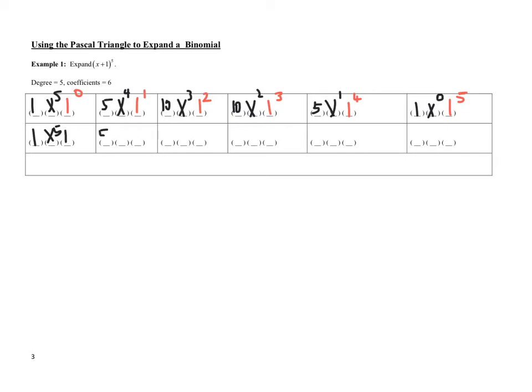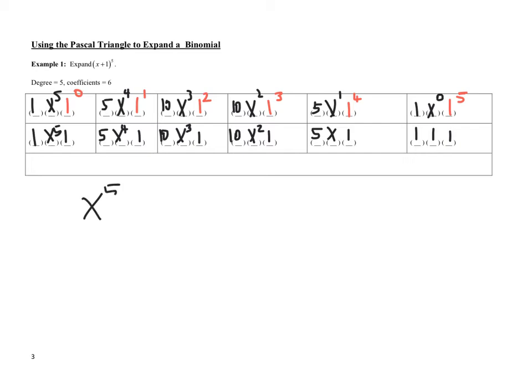So this is 5, and this is x to power 4, that's 1. This is 10, this is x cubed, and that's 1. 10, x squared, 1, 5, x, 1, and this is 1, 1, and 1. Okay, now I just need to write the final answer.